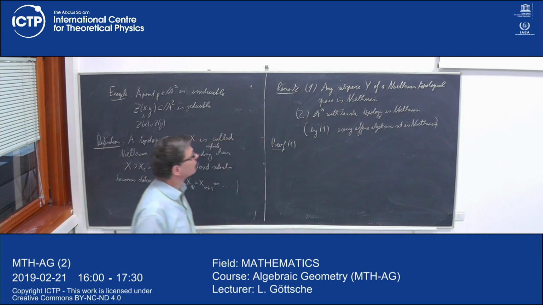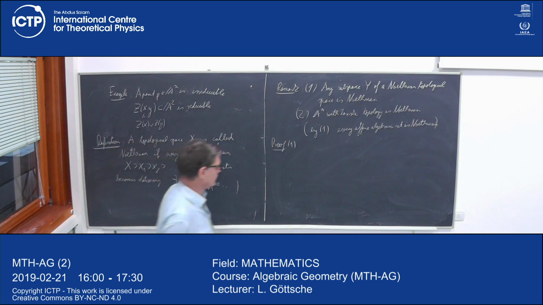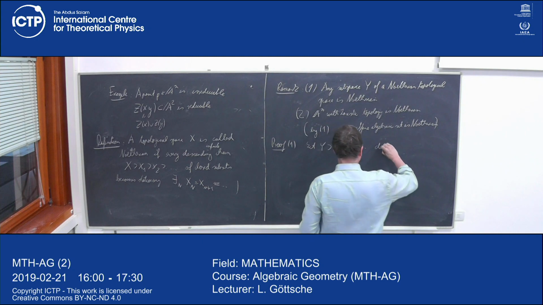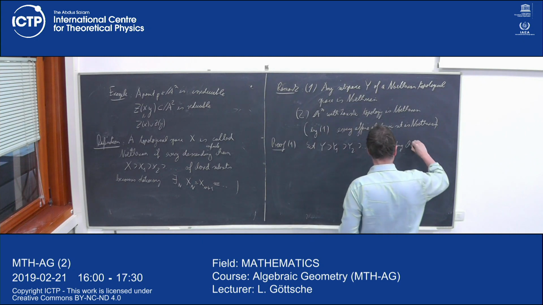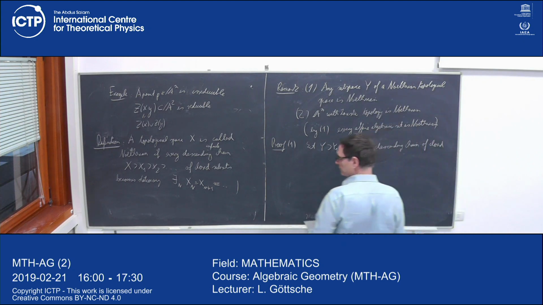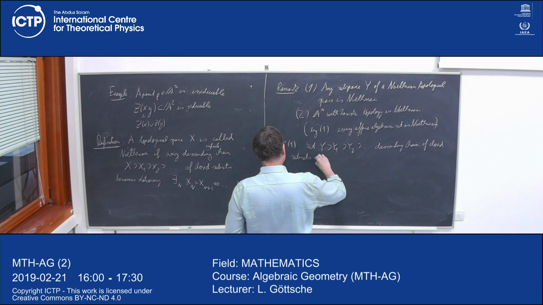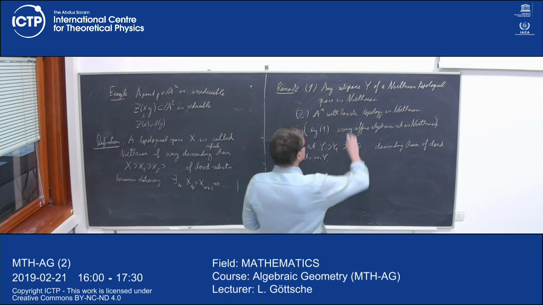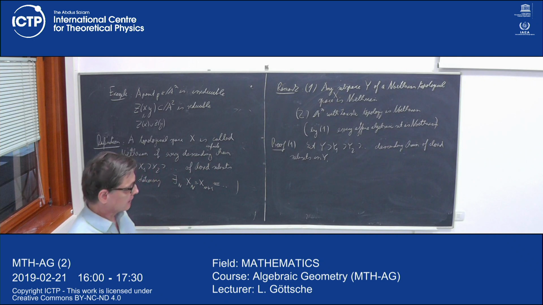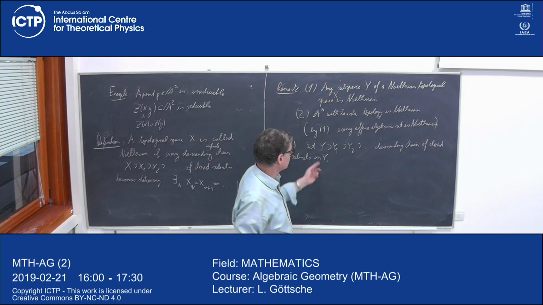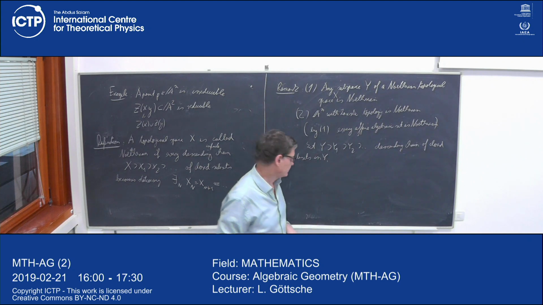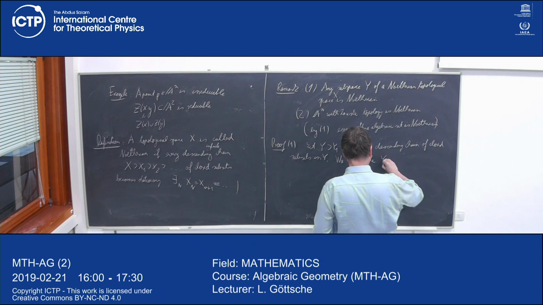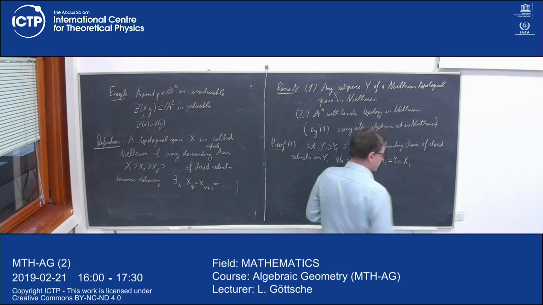So let's say we want to take a descending chain in Y. Let Y1 ⊇ Y2 ⊇ ... be a descending chain of closed subsets in Y. Now we have to use that Y carries the induced topology from the original topological space X. So the closed subsets of Y are the intersections of Y with the closed subsets of X. So we can write Yi equal to Y intersected with Xi, where Xi is closed in X.